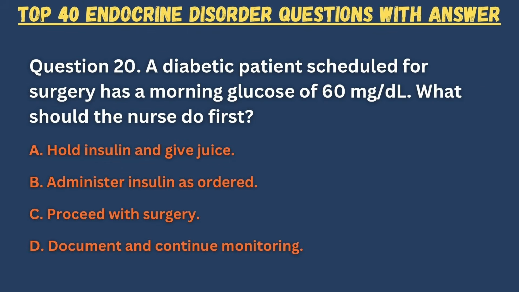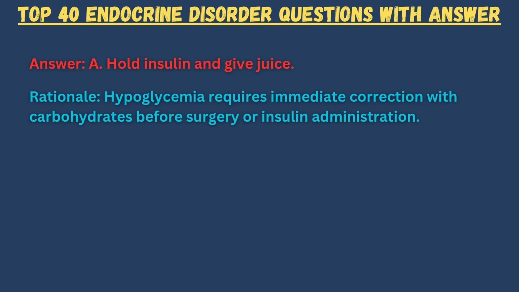Question 20. A diabetic patient scheduled for surgery has a morning glucose of 60 milligrams per deciliter. What should the nurse do first? A. Hold insulin and give juice. B. Administer insulin as ordered. C. Proceed with surgery. D. Document and continue monitoring. Answer. A. Hold insulin and give juice. Rationale. Hypoglycemia requires immediate correction with carbohydrates before surgery or insulin administration.